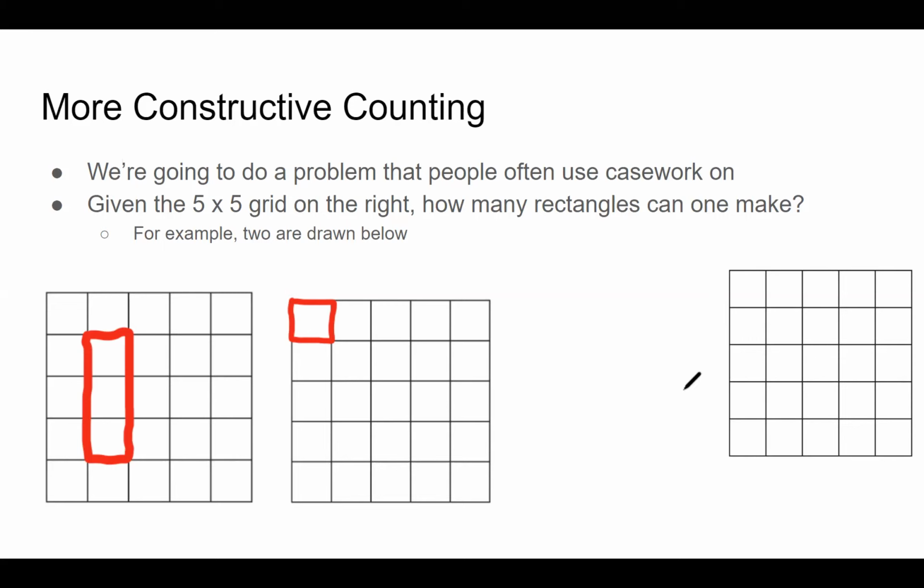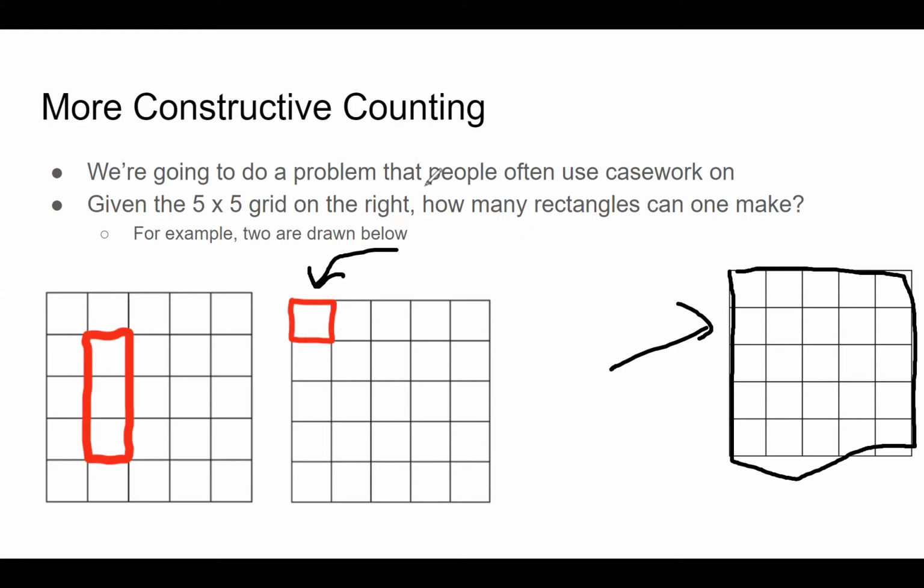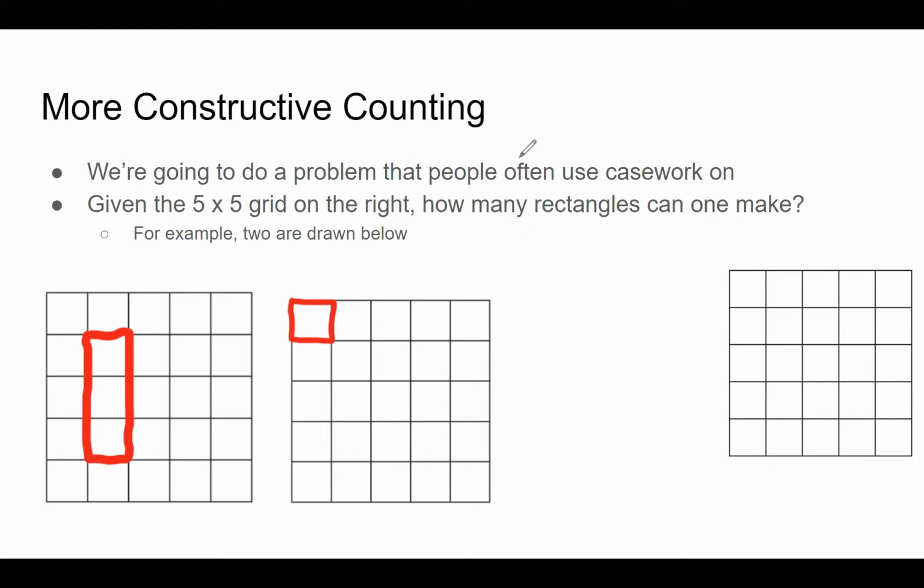I don't know. Okay. So we have this 5 by 5 grid right here, and you want to select rectangles. Just a few notes: a possibility is the entire thing. That's good enough, and that's a rectangle as well. And so are squares, as shown here. All right.